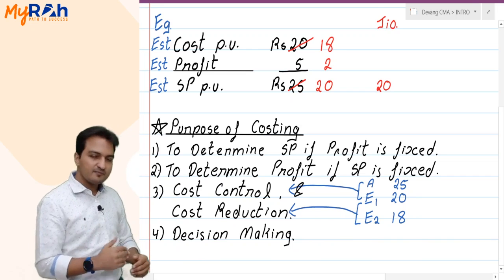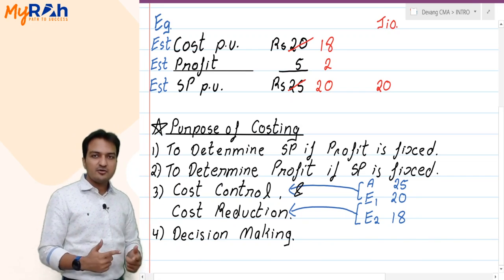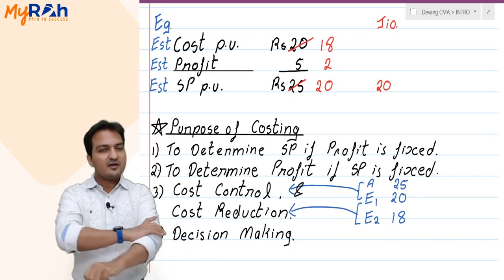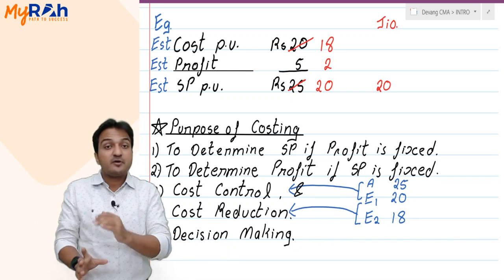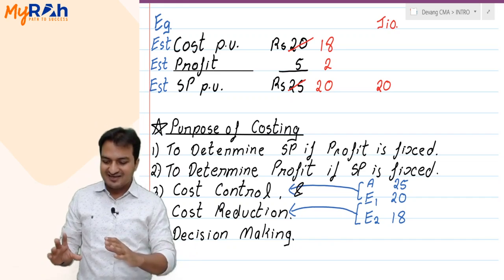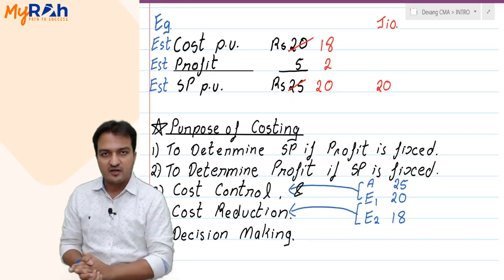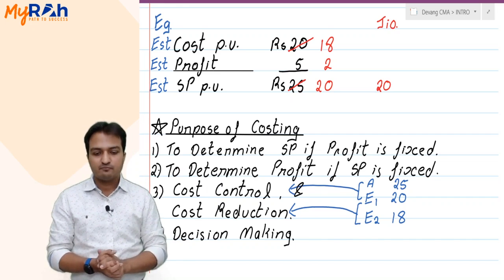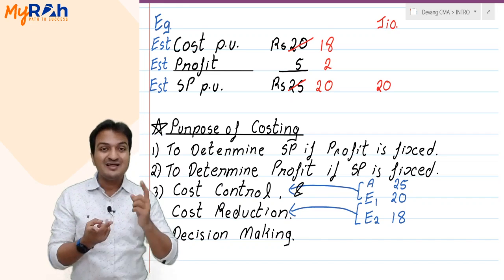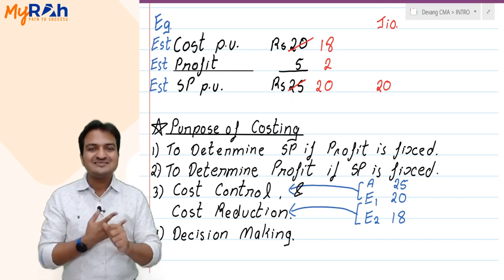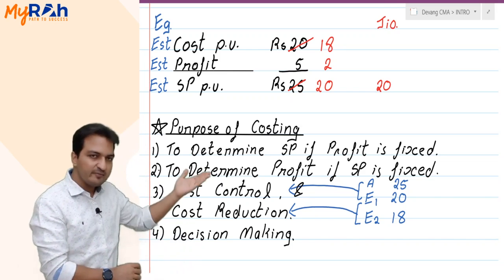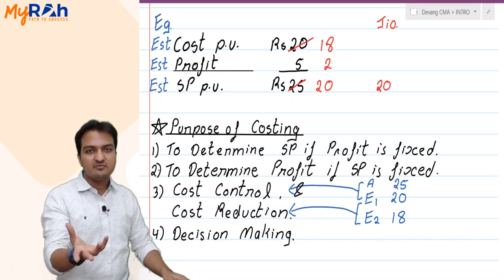Now you tell me, think about it. How should I do this cost reduction? How will I plan to do this cost reduction? Can I do this cost reduction by preventing my mistakes, by say preventing the wastage of material, by preventing inefficiency of labor? No. Look, wastage of material, inefficiency of labor, all these are my mistakes. I cannot decrease my estimate down by preventing my mistakes.